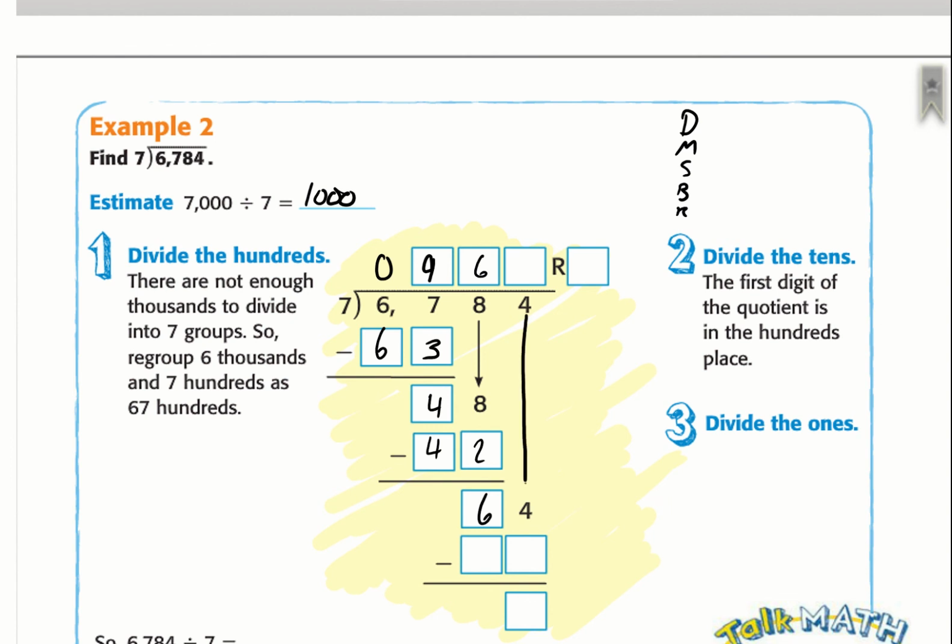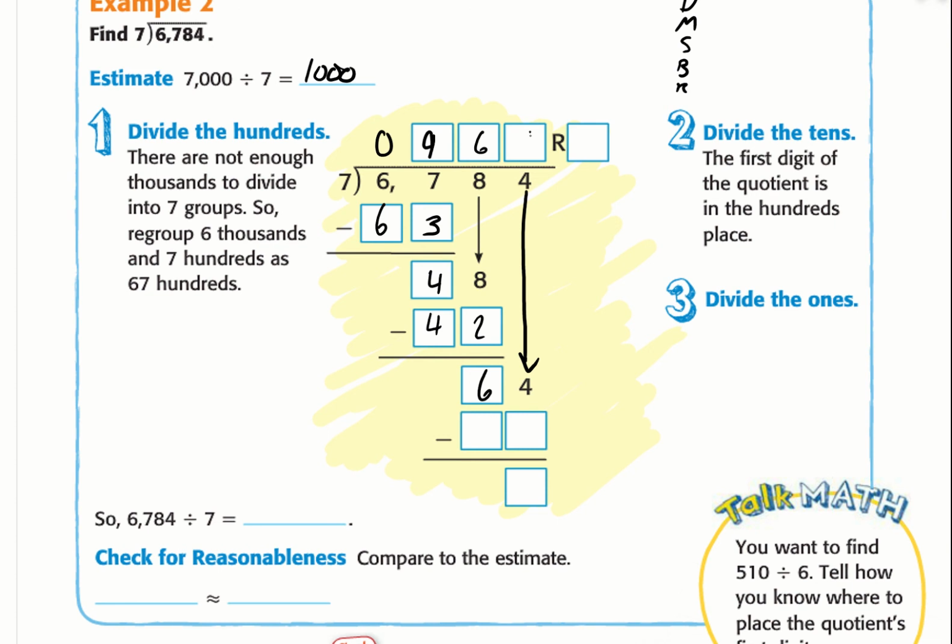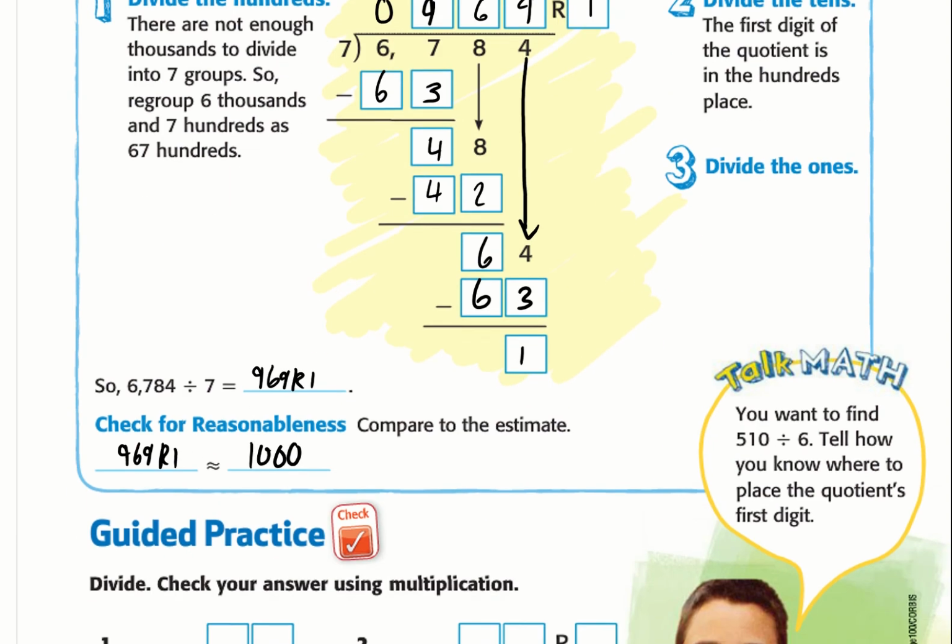And I could bring down the 4, so I'm going to repeat. 7 goes into 64. Is that going to be 9 times again? Yep. 9 times 7. We already did that. 63. 64 minus 63 is 1. I can no longer bring down, so it's going to be my remainder. 969 remainder 1. And that's pretty close to 1,000. So yes, that works.